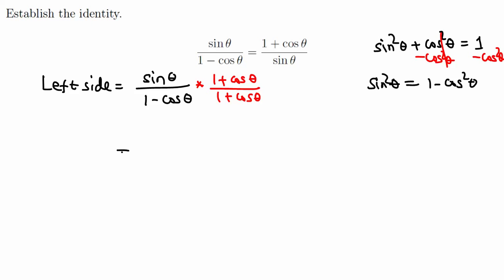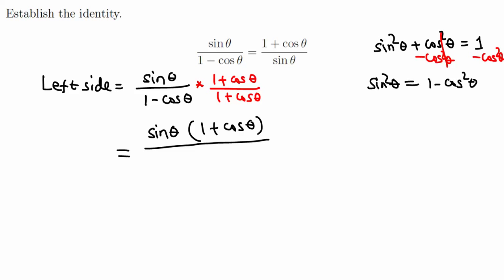Okay, so let's multiply the top. Let's not distribute, because 1 plus cosine is what we have to get. So let's write sine theta times quantity 1 plus cosine theta. Okay, we hope sine theta cancels with the bottom and just 1 plus cosine theta remains. That's how we get the right side.